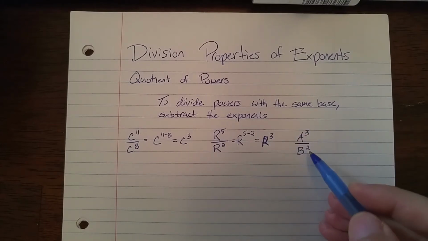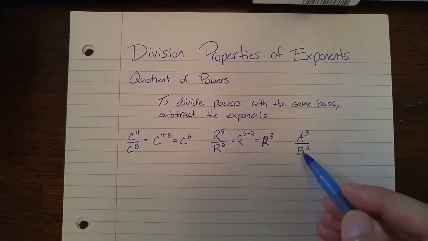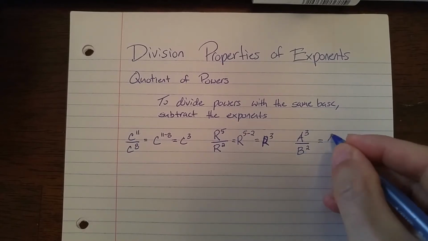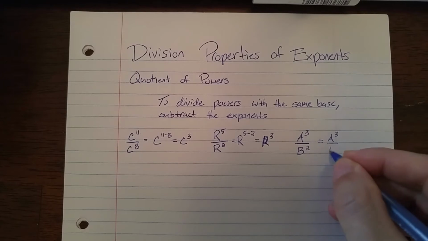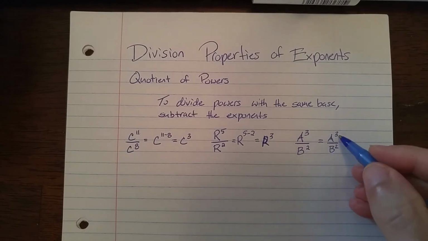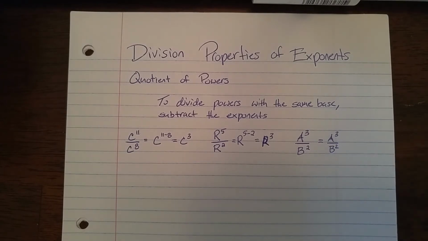Next, a to the third over b to the second. Do these ones have the same base? No, they do not. So you can't do this. We're literally just going to write a to the third over b to the second. We can't take it any further. Why is that? It's because the bases are different.